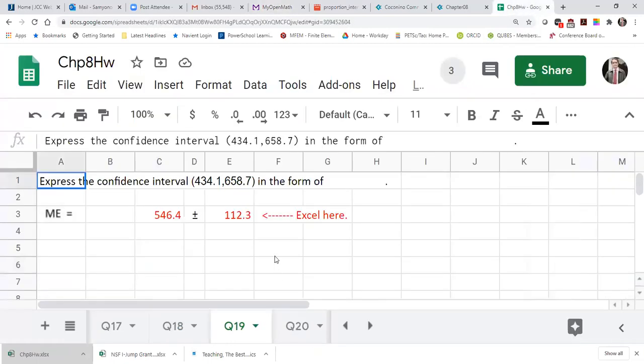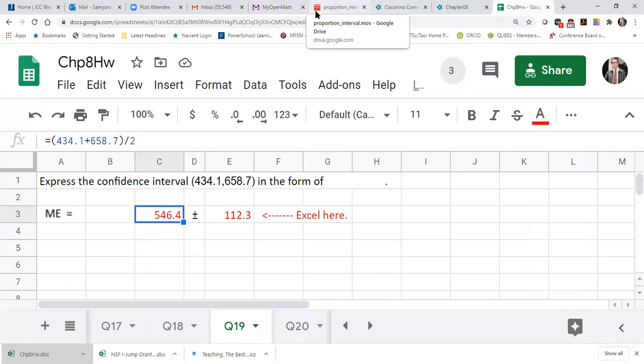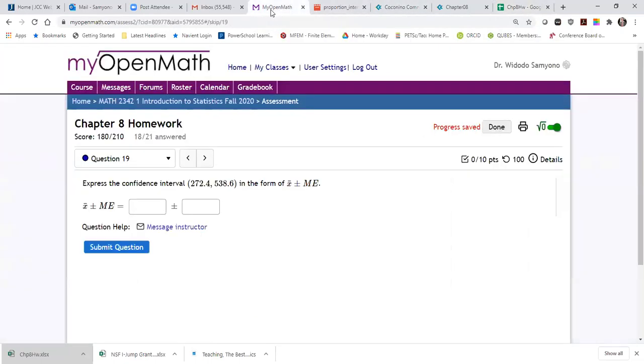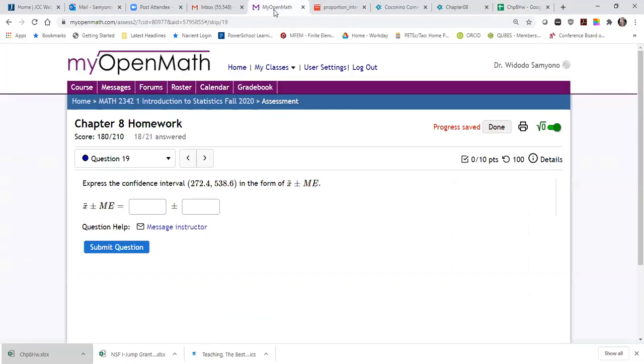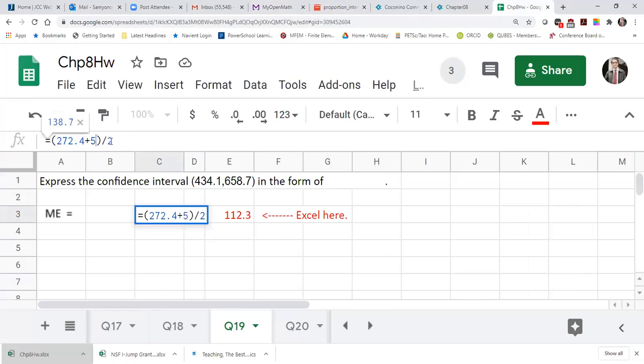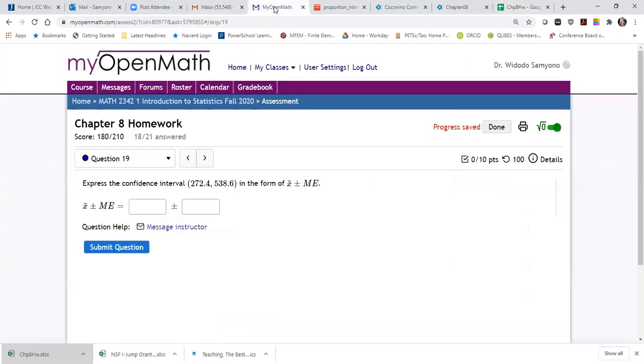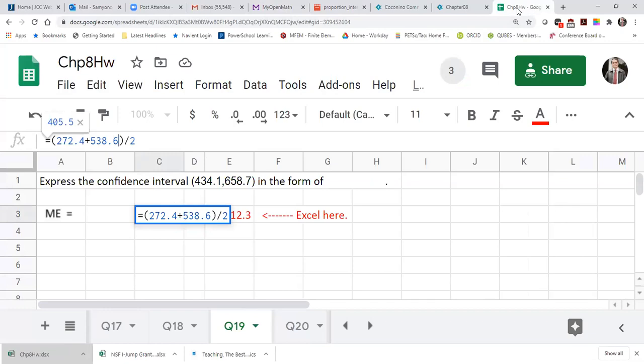So number 19, you add and divide. Okay. What do you have here? 272.4, add with 538.6. 538.6, right? Okay, enter. Divide by 2, enter.